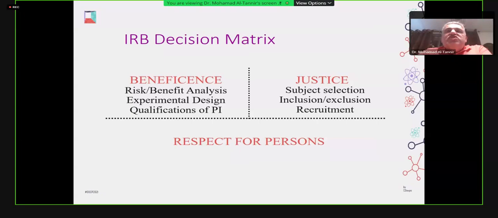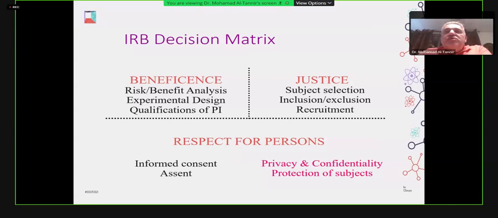Justice means subject selection. We cannot select people according to their level of education, nor according to their race, ethnicity, or religion. All people should have an equal right to be selected in the study if there is no contradiction with the purpose of the study, and the inclusion and exclusion criteria and recruitment process should be clear and easily applicable. So practicability is also a part of justice.